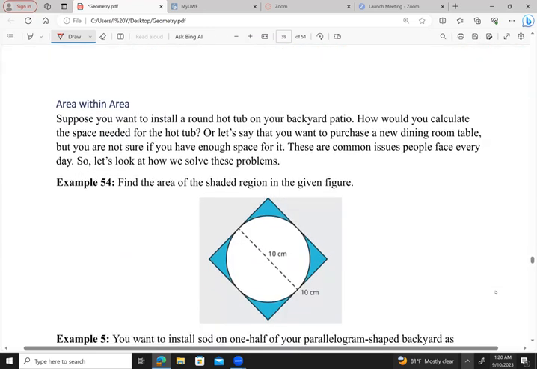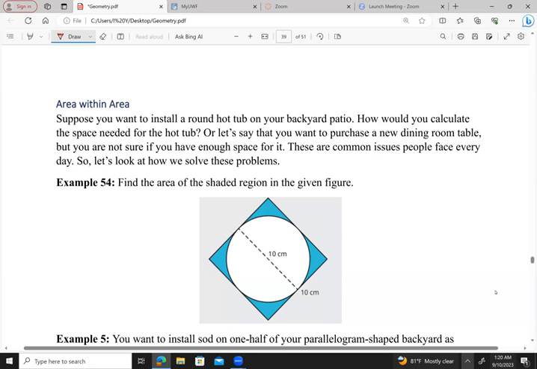Okay, so now let's talk about area within an area. You want to install a round hot tub on your backyard patio. How would you calculate the space needed for the hot tub? Now let's say that you want to purchase a new dining room table, but you're not sure if you have enough space for it. Common issues people face every day. So let's look at how we solve these problems.